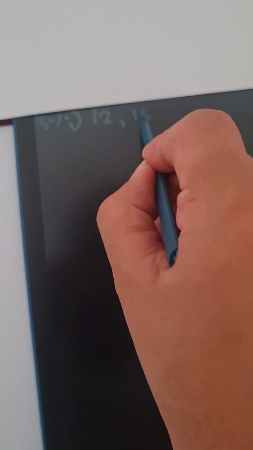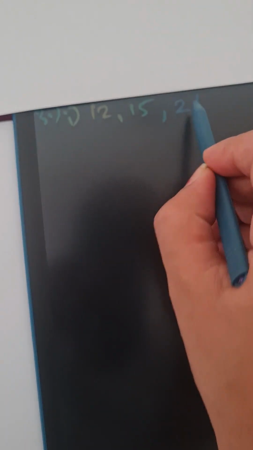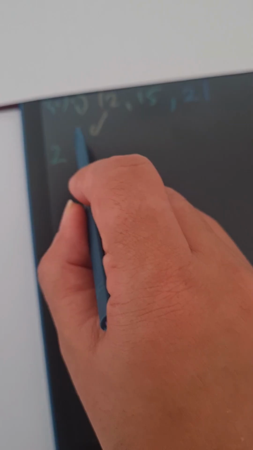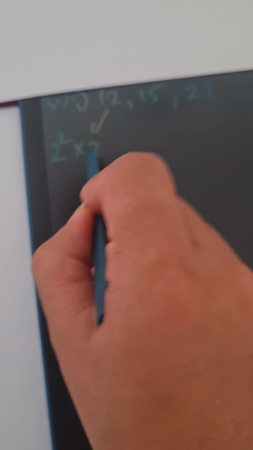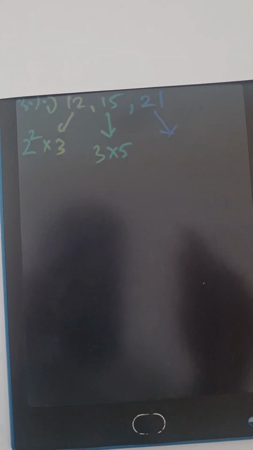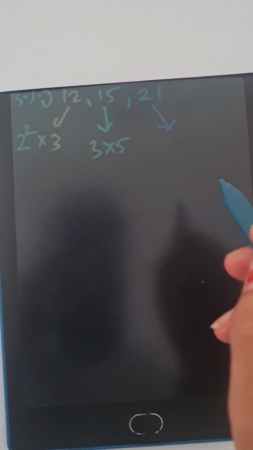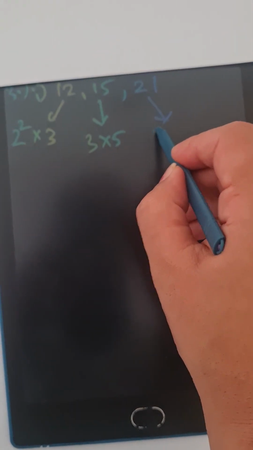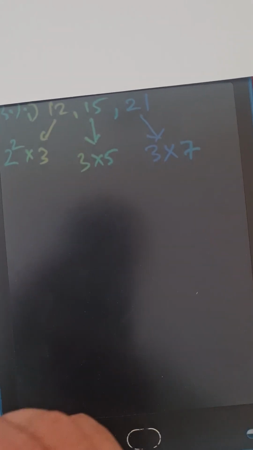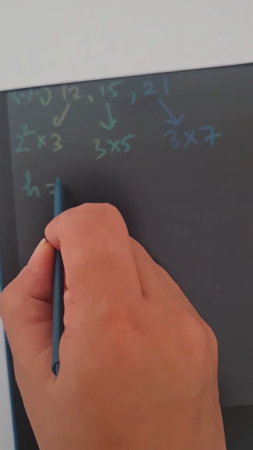12, 15 and 21. So the prime factorization of 12 is 2 2s are 4, 4 3s are 12, 2 square into 3. Prime factorization of 15 is 3 into 5. These are very small numbers, so I can write directly. If you want, you can create that table and keep multiplying, and then arrive at these prime factorizations. So 21 is 3 into 7.